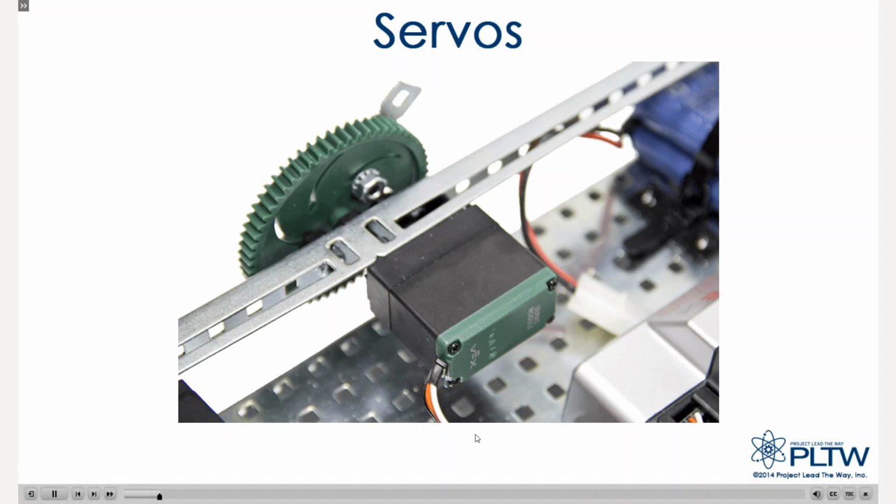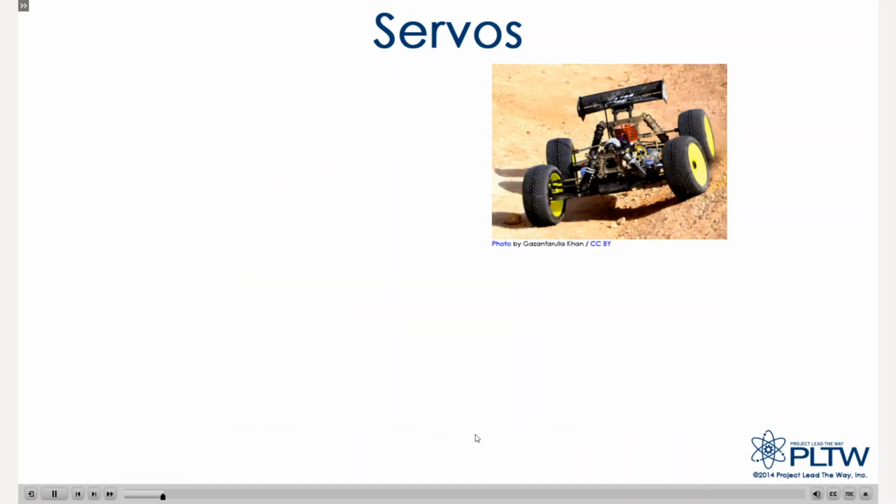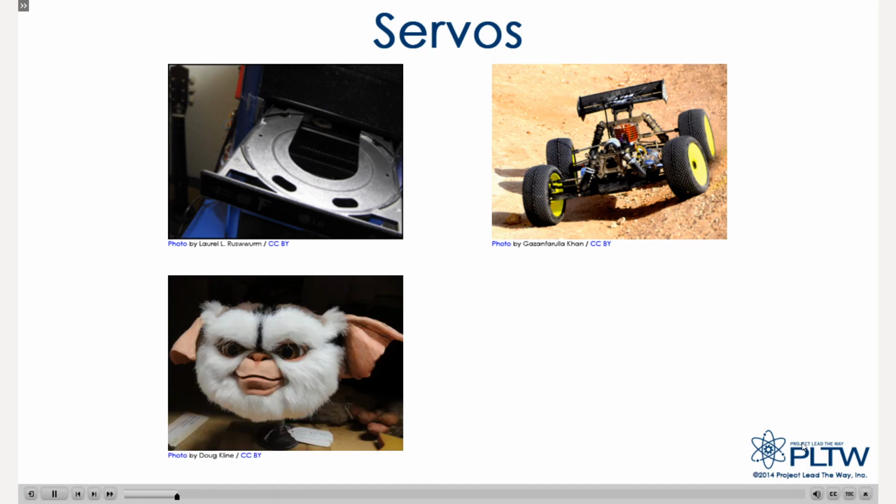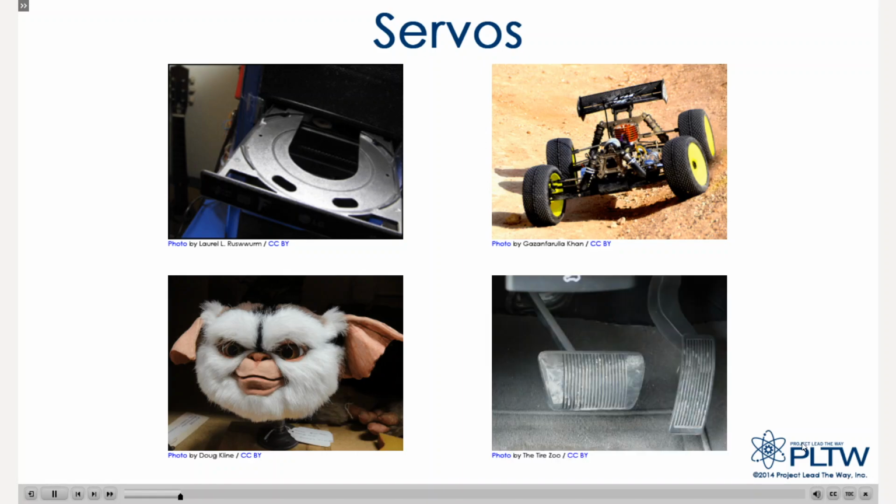Servos are found in a variety of everyday devices, including remote-controlled cars with steering, CD/DVD players that extend or retract disc trays, animatronic puppets in movies, and throttle control to adjust a car's speed.